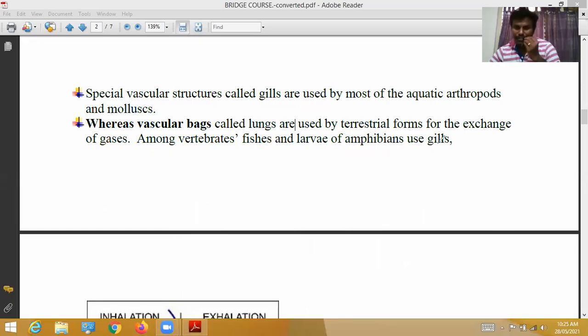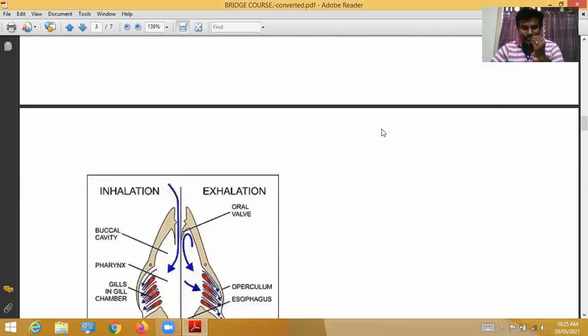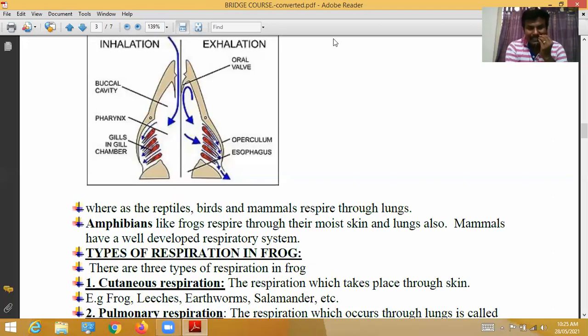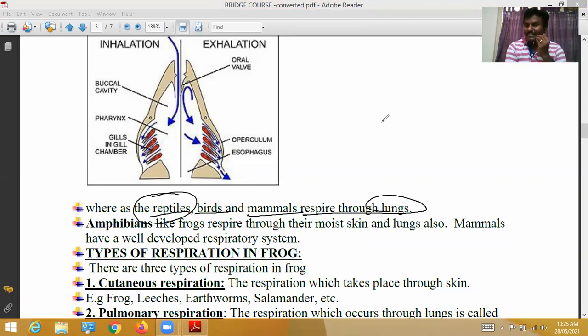This is basic information. There is still much information that you will study in future. Next, coming to the point: reptiles, birds and mammals respire through lungs. Reptiles, as you know very well, are the animals which creep on our land. Birds, aves, are nothing but birds. Birds also respire through lungs only. Mammals means buffalo, sheep, goat, camel, horse, etc.